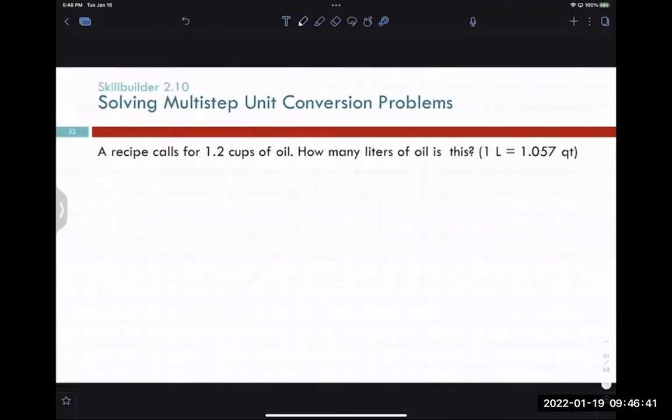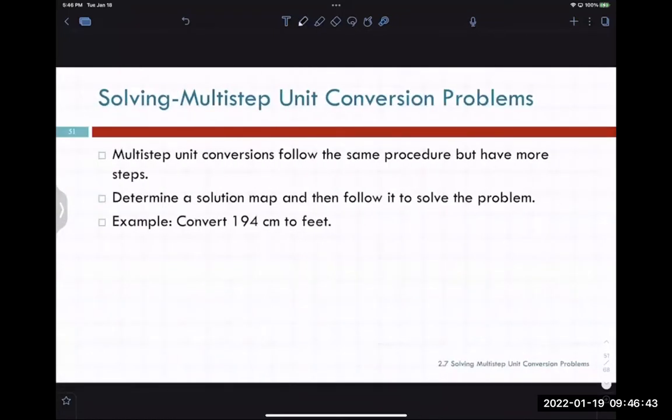So if we have this example problem here, we're given 194 centimeters. We want to find feet. Like I was saying before, we can say centimeters here because that's what we're starting with. And eventually, in a number of steps, we don't know how many, we want to get to feet.